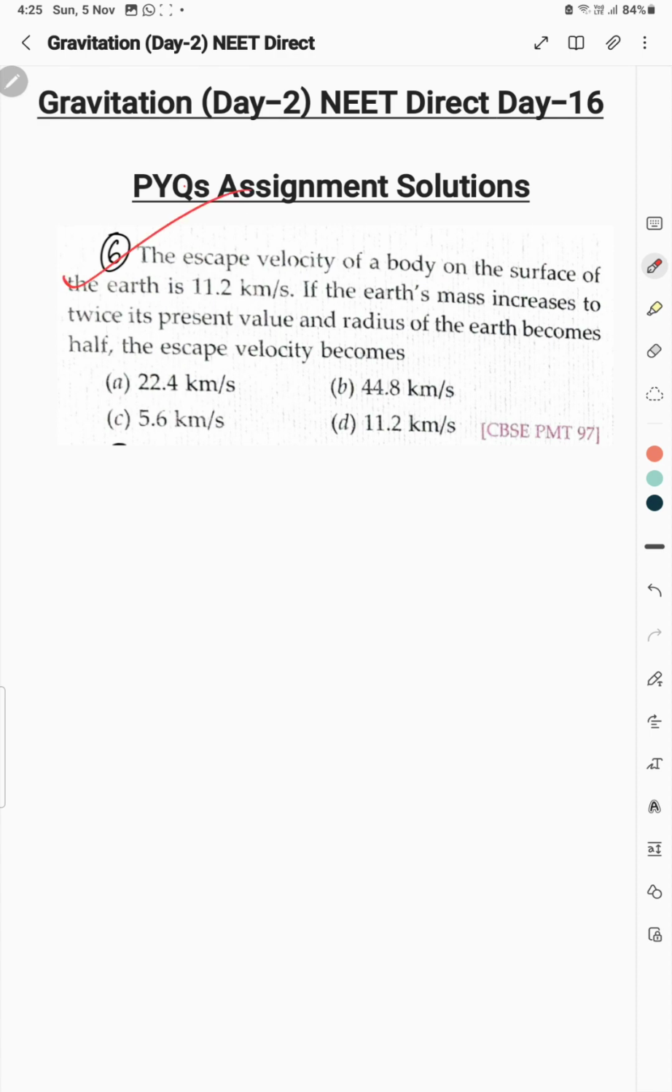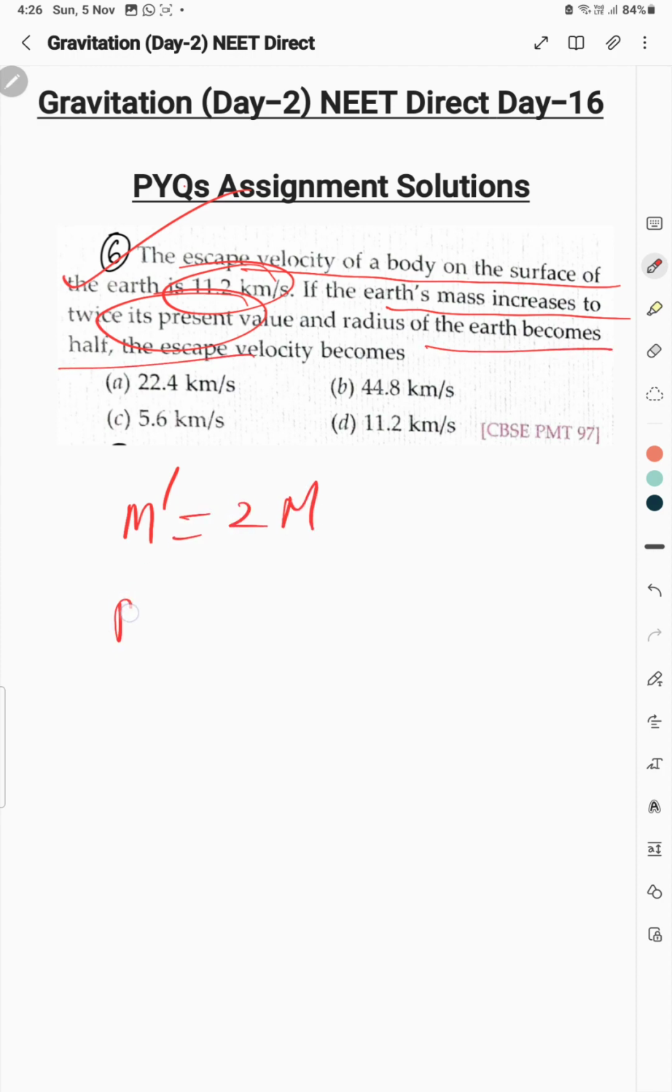Now let's move on to question 6. Escape velocity of a body on the surface of earth is this much. This is a standard value, all right. Now if earth's mass increases to twice the present value, and the radius becomes half, that is, final radius will be half of the present value of the radius, then what will be the escape velocity?